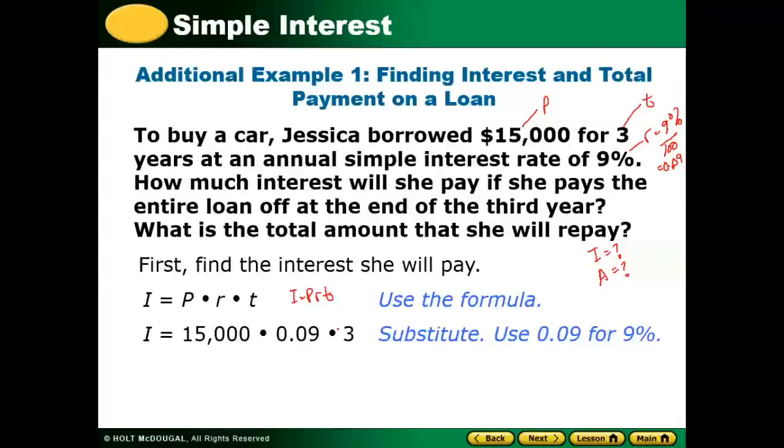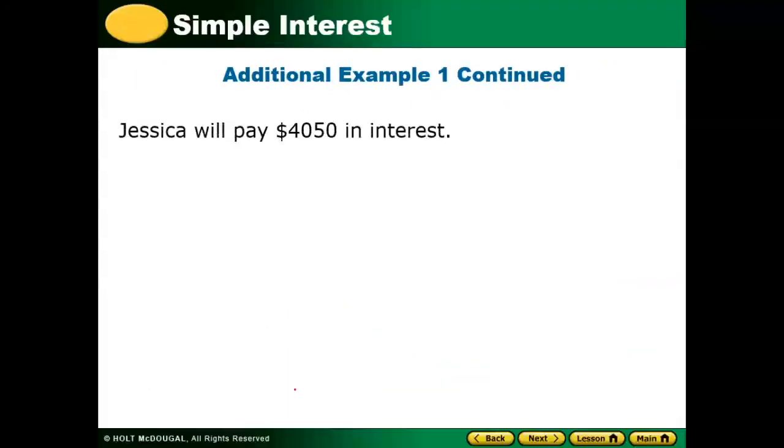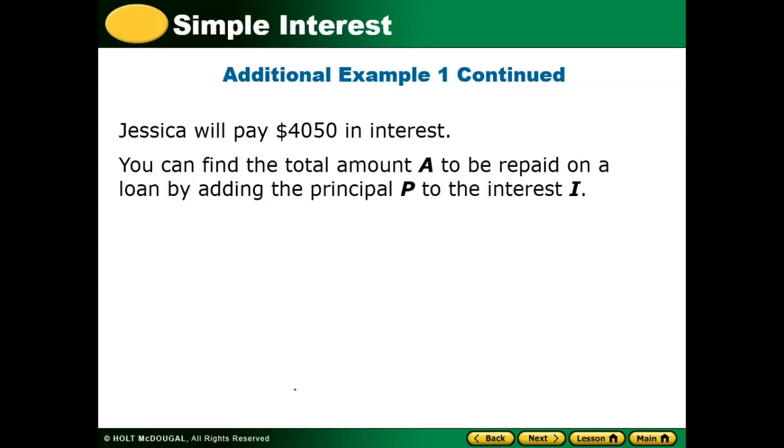And we're just going to plug those into our calculator, and we get 4,050. So our interest paid on that loan for 3 years at 9% would be $4,050. Doesn't seem like you should be paying that much, but you are. So now, just because we didn't have room on that slide, we're going to figure out the amount that she has to repay as well.